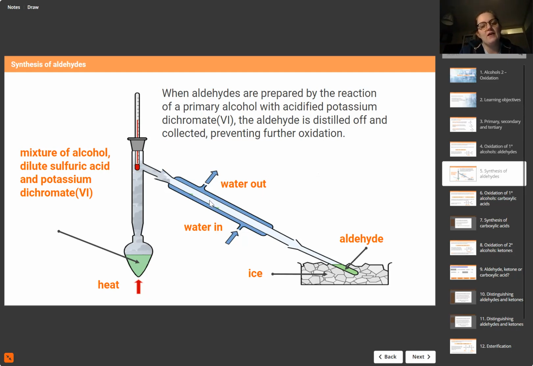When it's going down here, we're obviously cooling it, so water comes in, water comes out, and what should come down is our aldehyde because they have different boiling points. So aldehyde has a lower boiling point than our alcohol. So aldehyde will come down, and then we distill it off and collect it to prevent further oxidation because it can oxidize further.